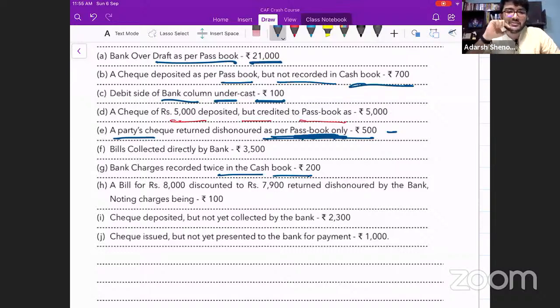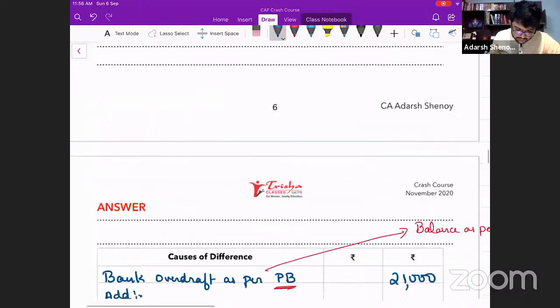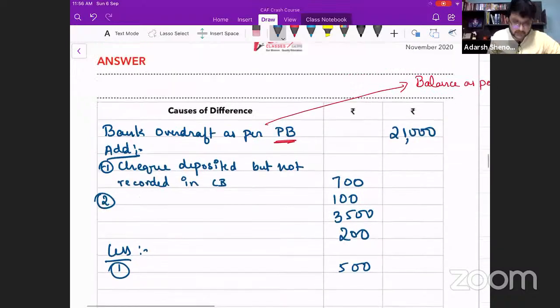So the balance will be lowered or higher as per the cash book? Will it be less or more? It will be lesser because you have credited one extra credit. You have to credit it only once. Now you've credited it twice. What should you do? You have to add. How much should you add? You have to add 200 rupees.